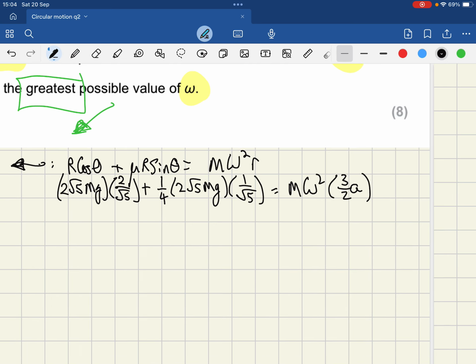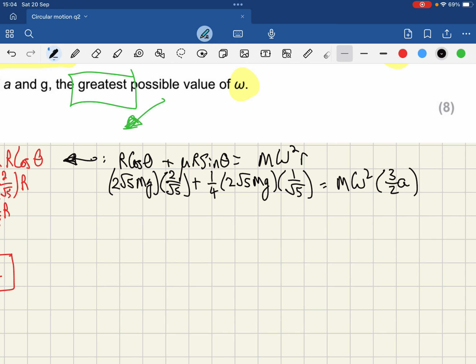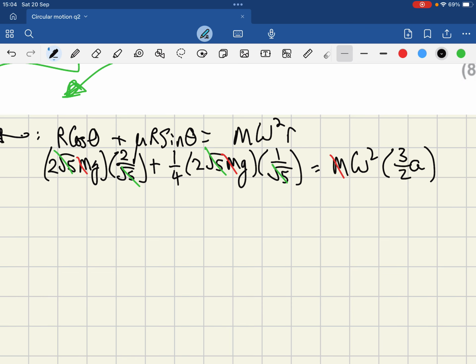Okay, this is good. We seem to know most things here apart from omega squared. So let's work with these and see what we can do. First step is I can get rid of m. Every term has an m, so let's cancel those out. Now let's deal with some fractions. We've got 2 root 5 multiplied by 2 over root 5. So actually here, the root 5 and the root 5 will cancel out. We have a similar thing in the next term with a root 5 on the numerator and denominator, so they also will cancel out.